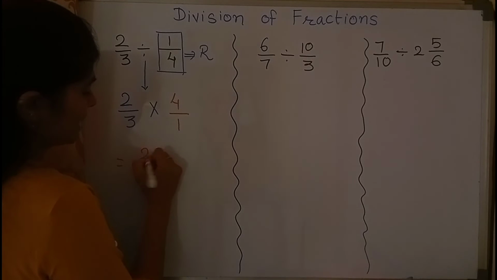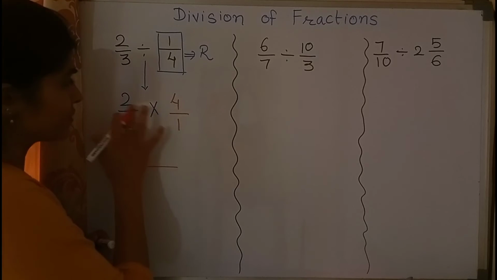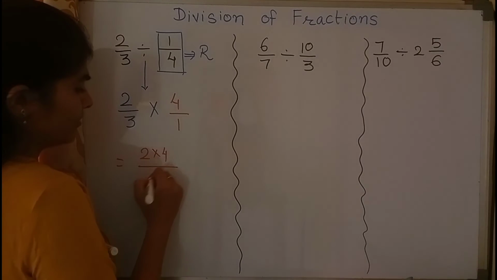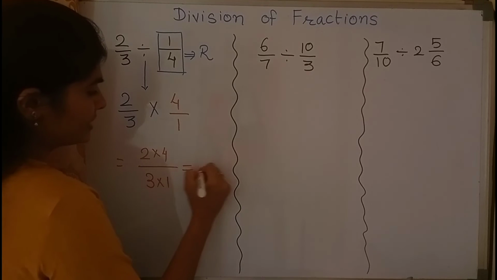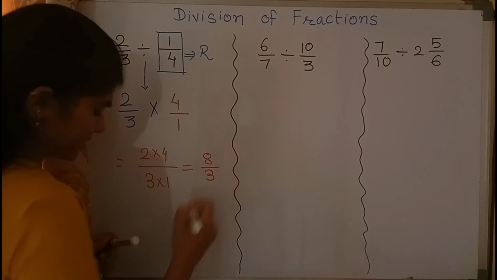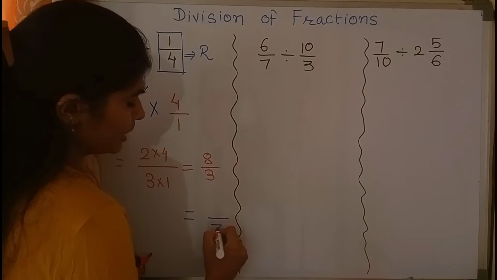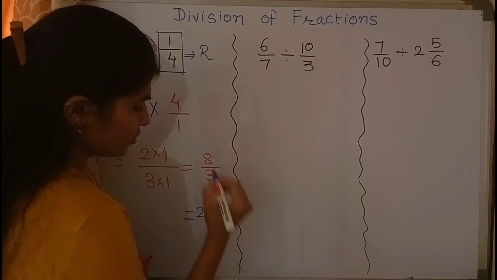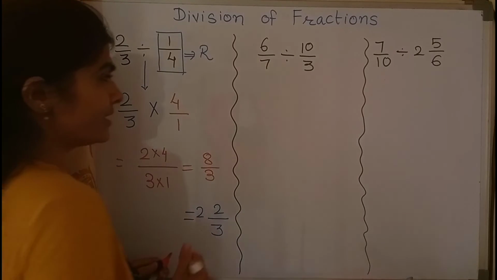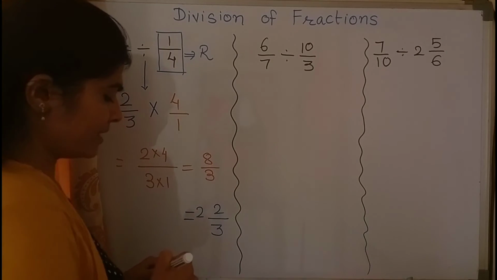So it is 2 times, now it is multiplication, right? So 2 times 4 divided by 3 times 1, which is 8/3. So we can say that it is an improper fraction. So 3 2s are 6 and 6 plus 2 is 8. So 2 and 2/3 is my answer. Now let's take one more example.